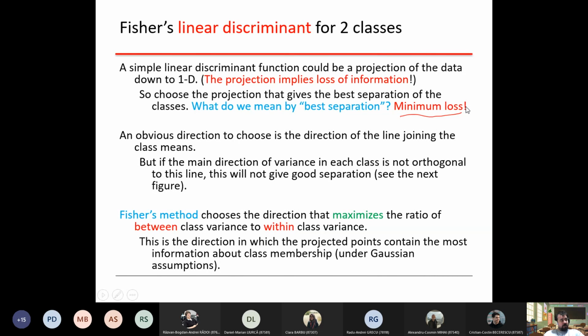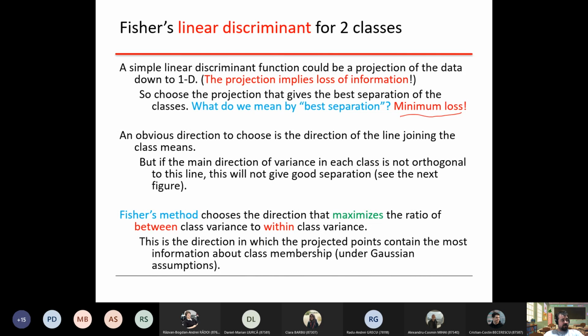And now, how can we find this one dimension on which we should project our dataset? An obvious direction to choose is the direction joining the means of the two classes. So we have two datasets. We identify the mean of each of these datasets.